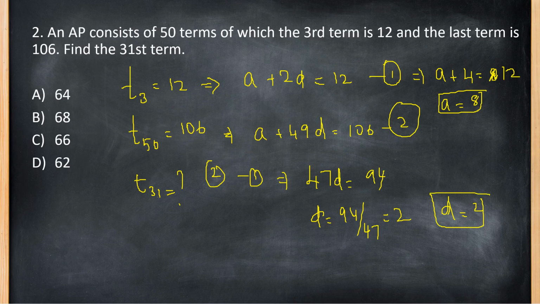So we are supposed to find T31. T31 is a plus 30 into d. A is 8 plus 30 into 2 is 60. 60 plus 8 gives you 68. Do we have this in the options? Yes, it's option B. Okay, 68 is the 31st term.